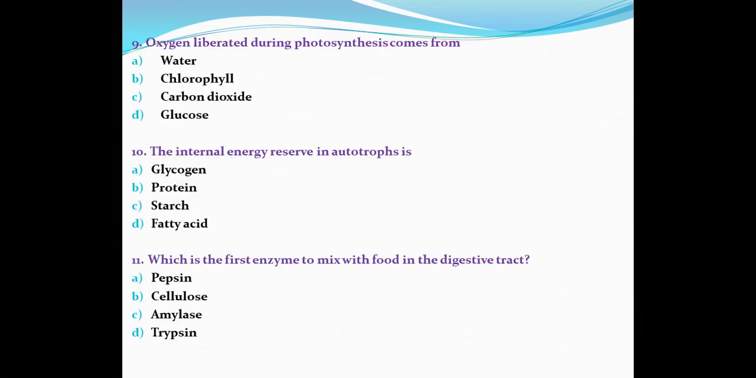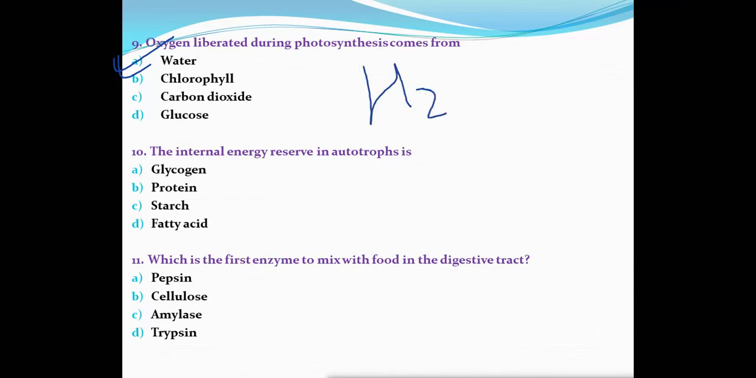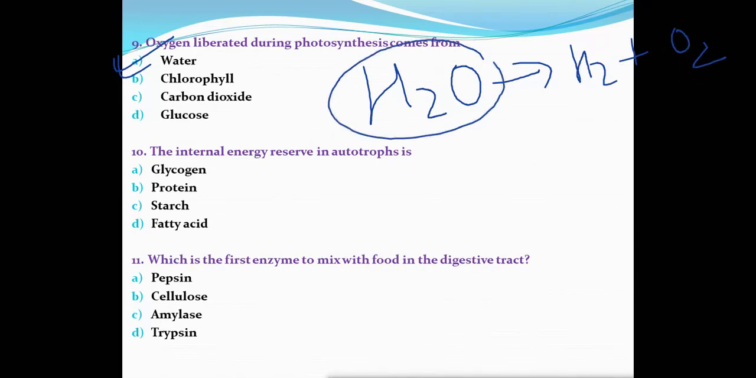Oxygen liberated during photosynthesis comes from. You know that in the process of photosynthesis, on the product side we get glucose, water and oxygen. So that oxygen we get from where? From water, chlorophyll, carbon dioxide or glucose? We get that oxygen from water because we know that during the process of photosynthesis, splitting of water takes place to give us hydrogen and oxygen. So we get that oxygen from water.